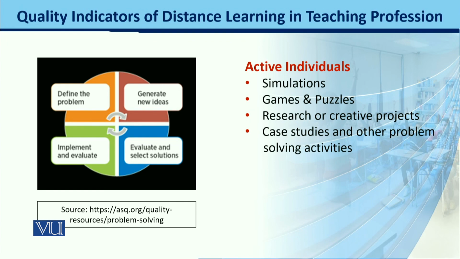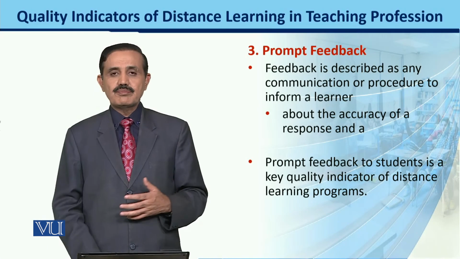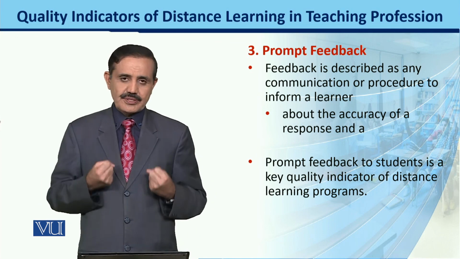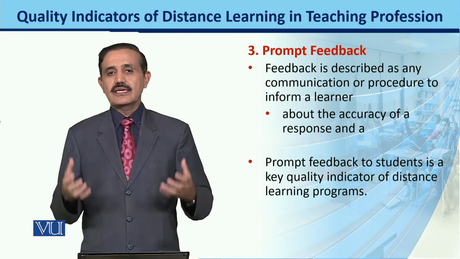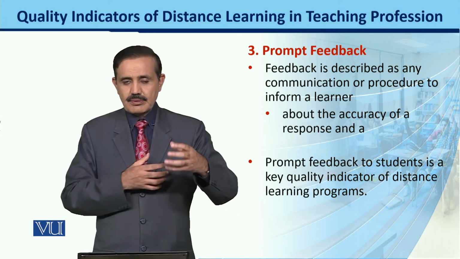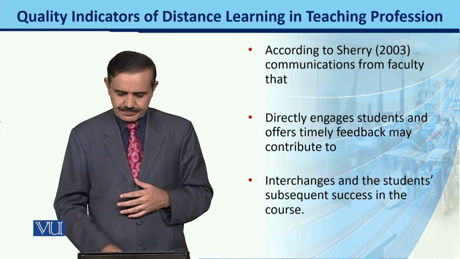For the active individuals, the third input is simulations. You give them a situation, games and puzzles, research and creative projects, case studies, and other problem solving activities. And these are different activities through which different types of interactions will be taking place. Prompt feedback is very important. If you are managing prompt, immediate feedback, then the distance learning training courses, or the professional courses, or the continuous professional development courses would be very efficient.